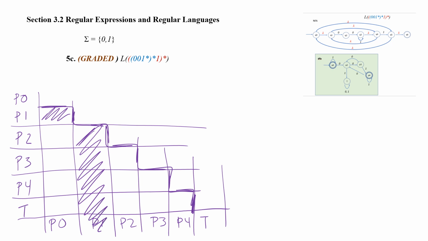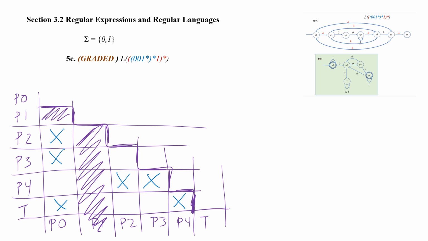So P0 and P2 cannot be combined. Let me get a different color. And P0 and P3 cannot be combined, and P0 and the trap cannot be combined. And P4 and the trap cannot be combined, and P4 and P2 cannot be combined. P4 and P3 cannot be combined because they are accepting and not accepting.